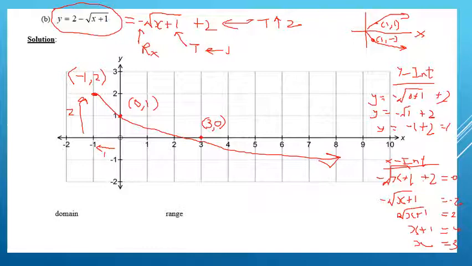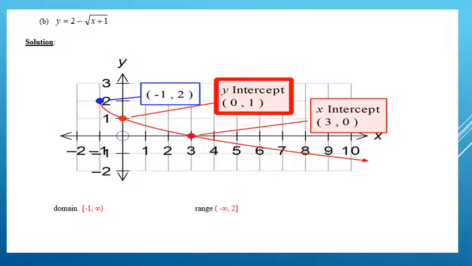Let's do the domain while we're here. The domain, the lowest x value I can use is -1, and it's equal to that, so I go square bracket -1, and it goes out to +infinity. The range here, we go from the lowest y value, because it's actually going down to -infinity, so it's round bracket -infinity, up to the most positive y value of this graph, which is 2, and it's equal to 2, so we use the square bracket. So we'll proceed to the next slide and we'll see how this should look.